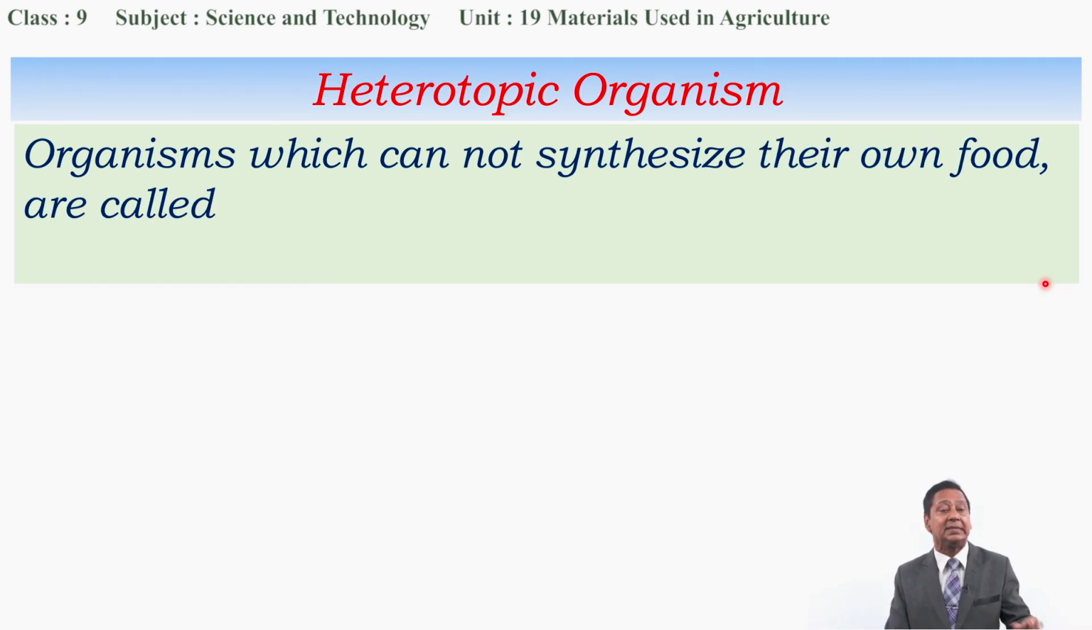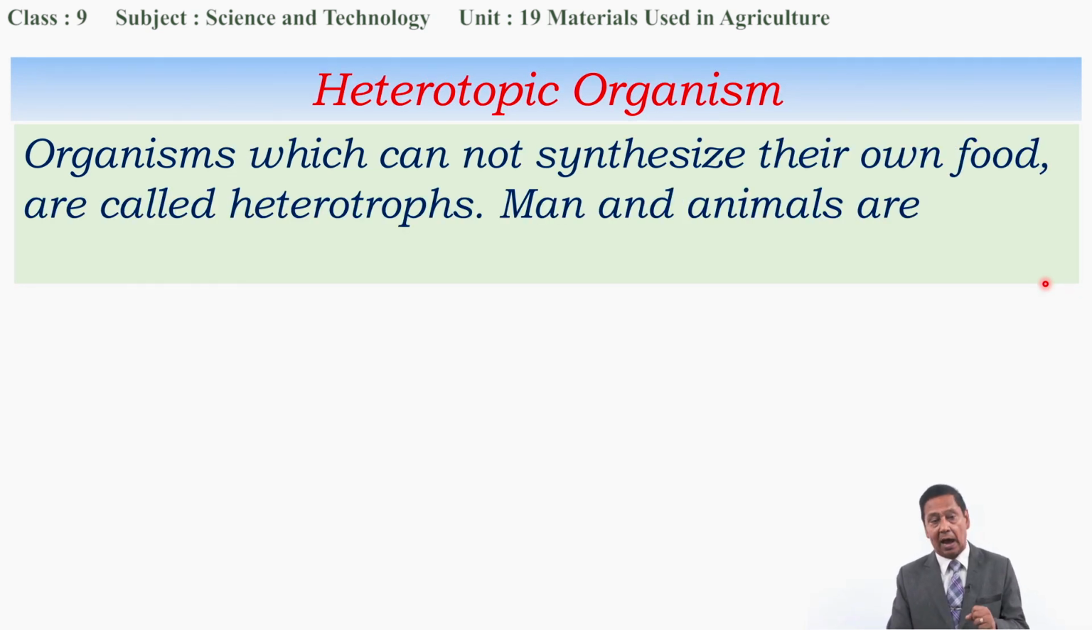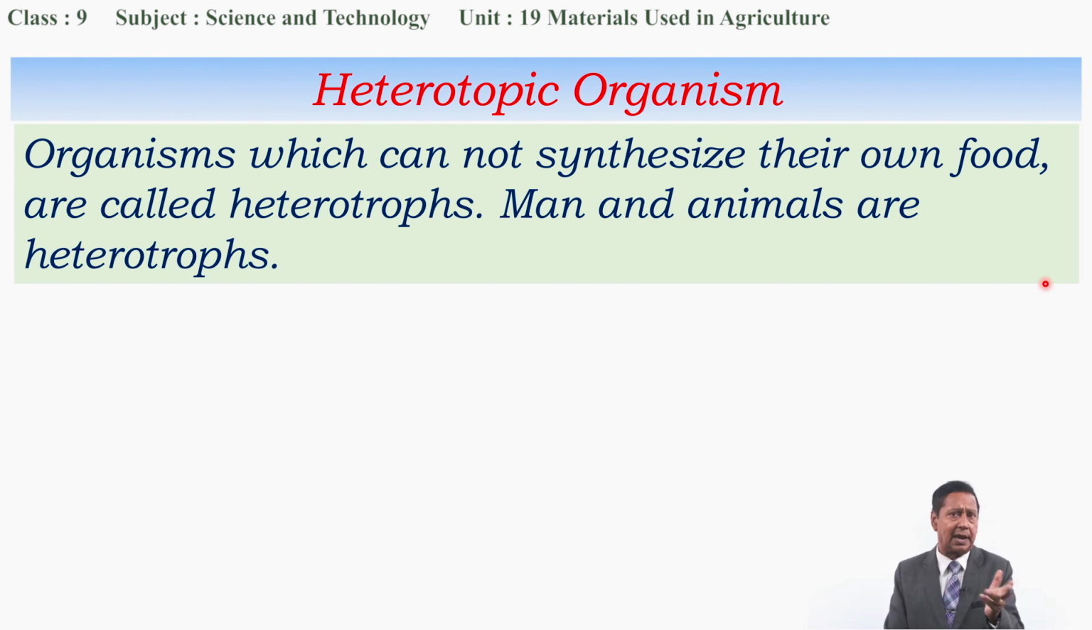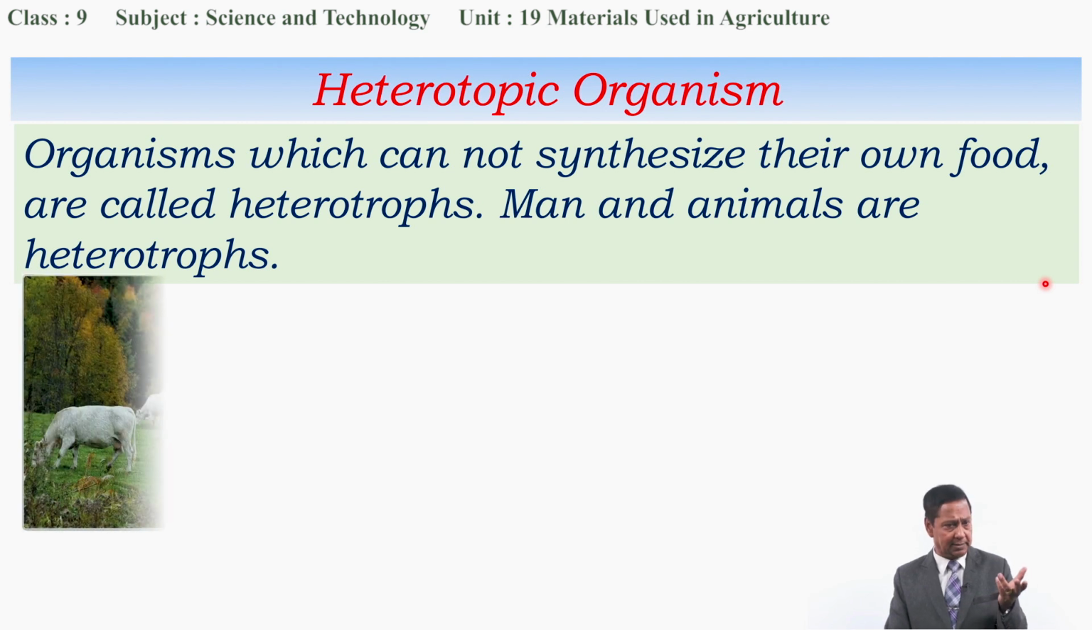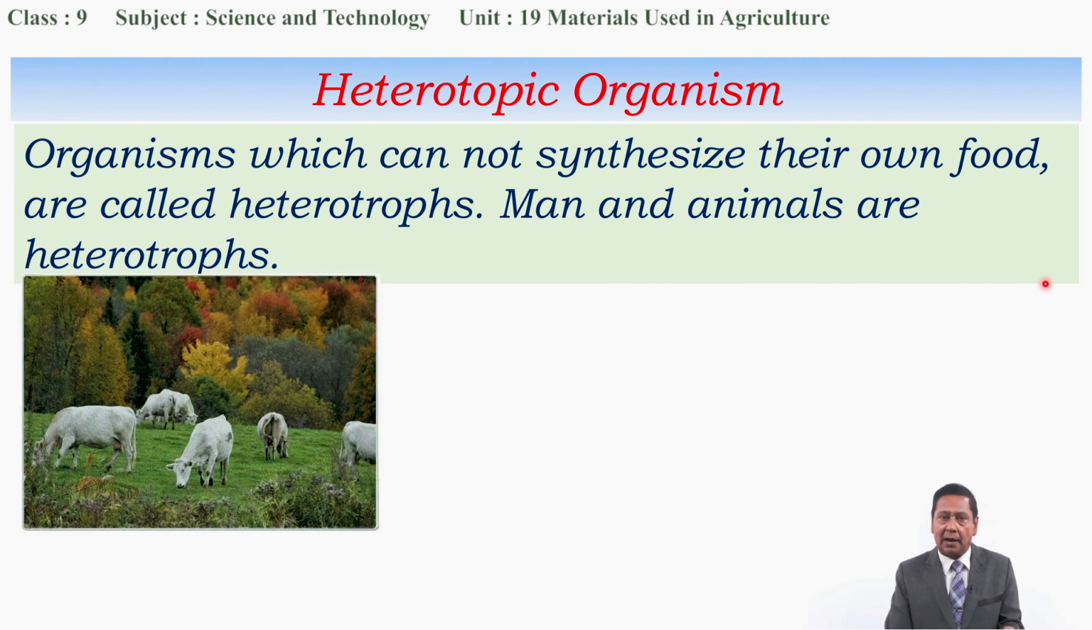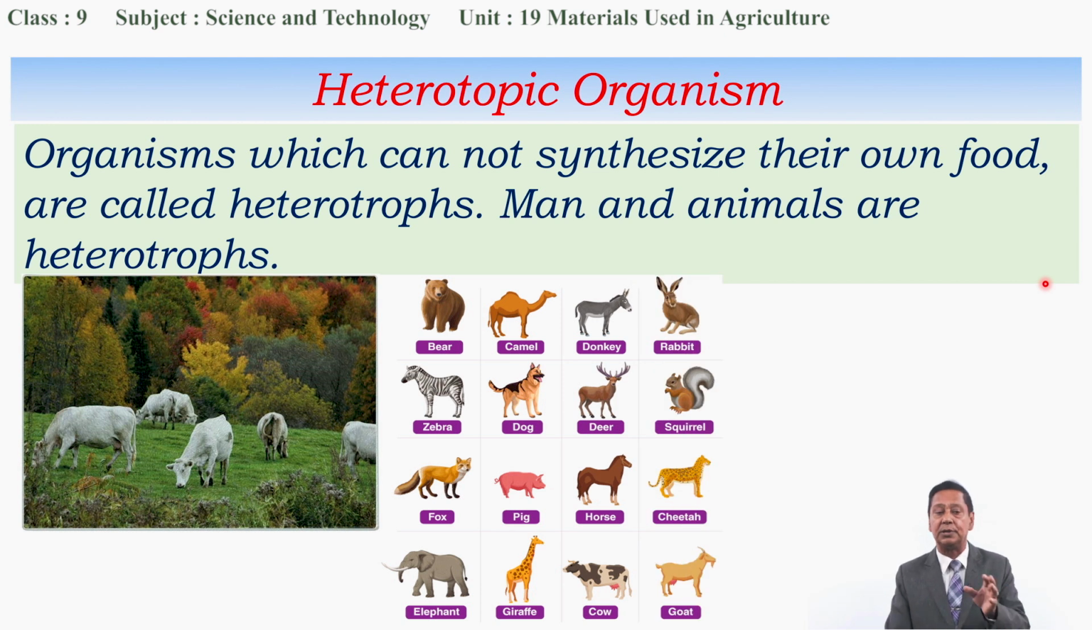But what is a heterotroph? Organisms which cannot synthesize their own food are called heterotrophs. Man and animals are heterotrophs because they cannot manufacture their own food. Look at this. These animals are dependent on grass. And these animals are also dependent on plants, and they kill other animals also to get their food. They cannot prepare or synthesize their food. That's why they are called heterotrophic organisms.